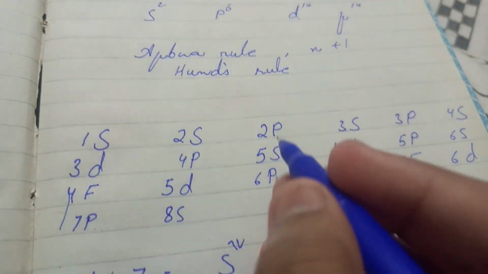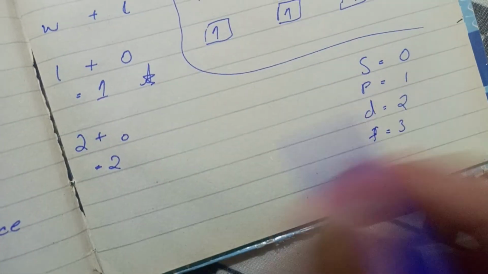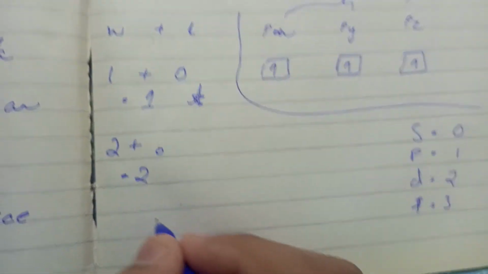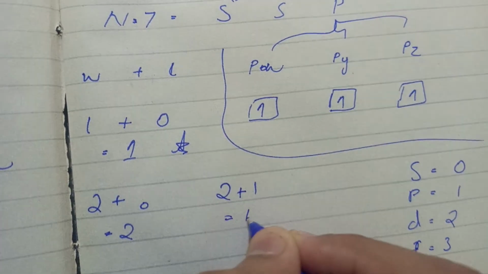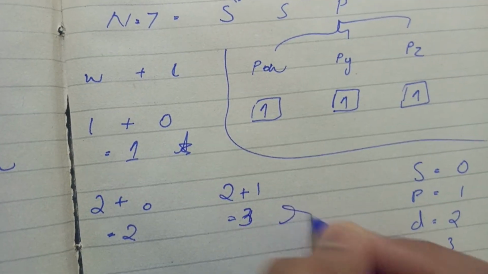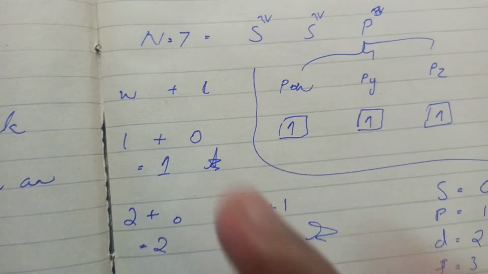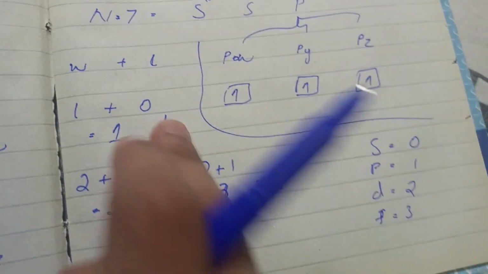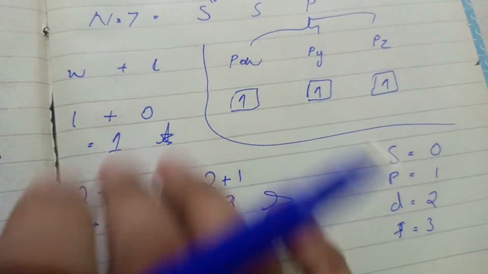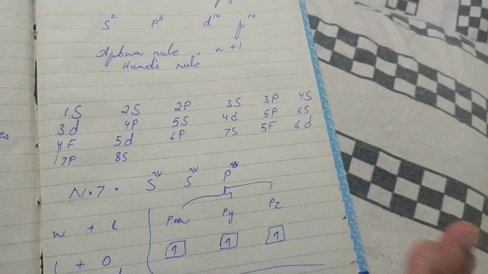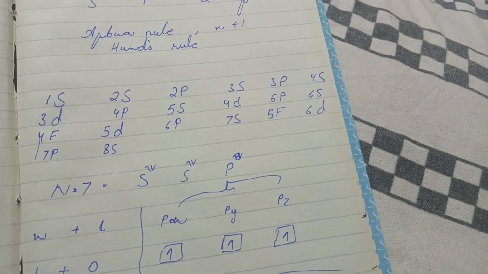Then for 2p, the value for p is 1, so we write 2 plus 1, which is equal to 3. So 1s has low energy, 2s has higher energy than that, and 2p has higher energy than both of them. So this was the electronic configuration. I hope you understand all the things, and thank you so much.